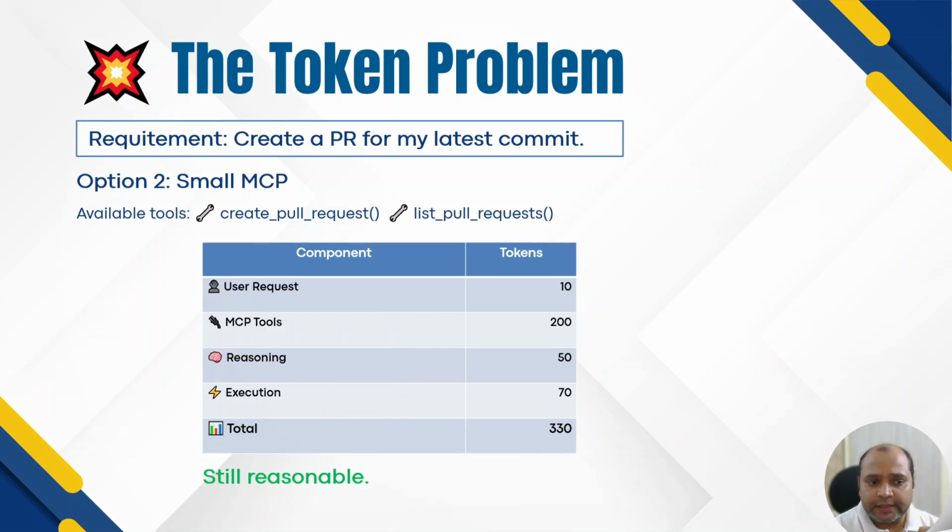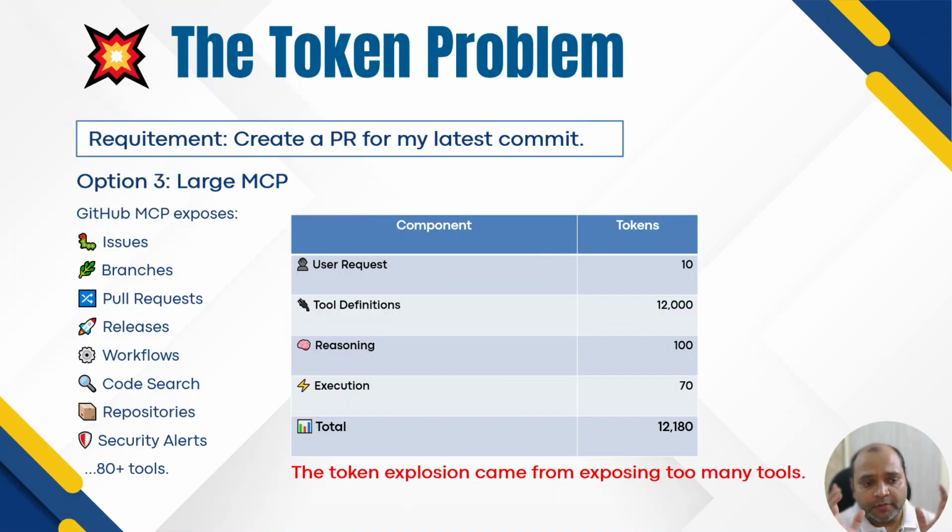Okay, the next thing is, think about now you expose a big MCP server, meaning the MCP server for GitHub. I would not say the GitHub MCP server is wrong. Please ensure this: it's not wrong. They offer almost all solutions for you. It's up to you how you would like to use it in your AI agent. Your intent is the same: create a PR for my latest commit.